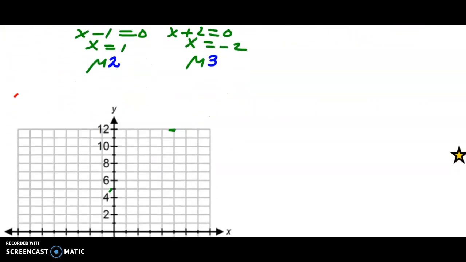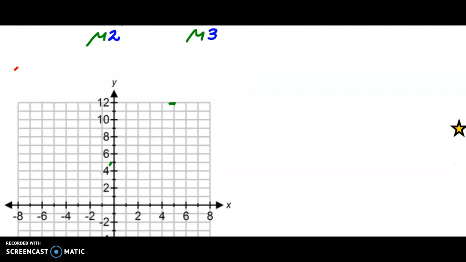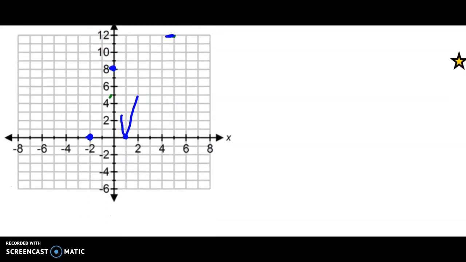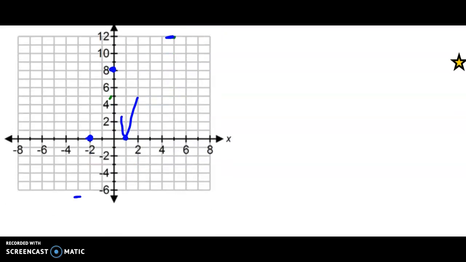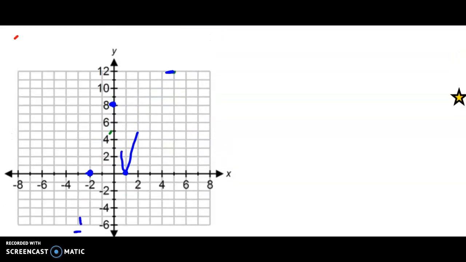So let's graph it and see what it looks like. We have (0, 8) as our y-intercept. We have negative 2 as our x-intercept. We have 1 as our x-intercept. We know at 1 it's going to come down and bounce and go back up because we know it finishes in the first quadrant and we know it starts in the third. When it hits the x-intercept negative 2, it's going to flatten a little bit and then keep going.